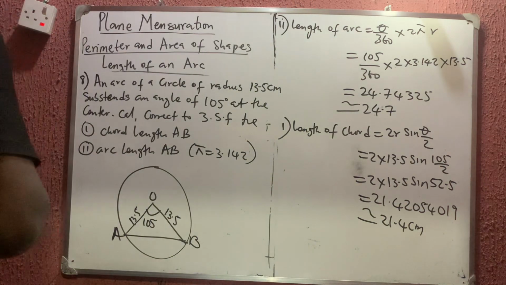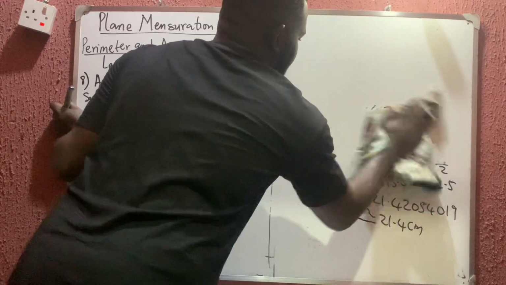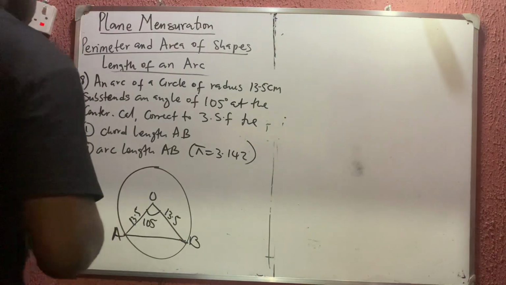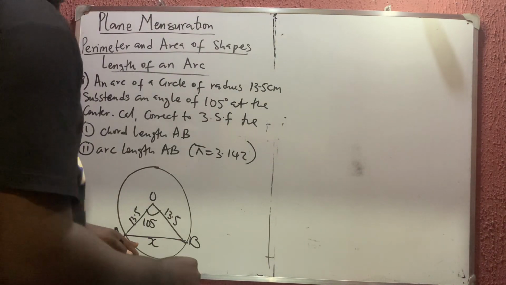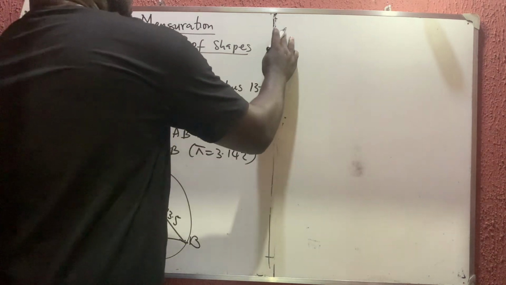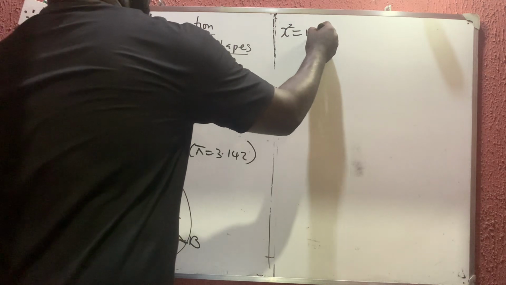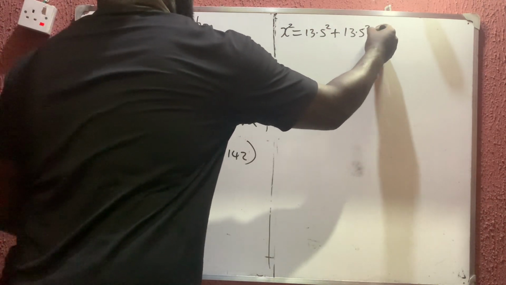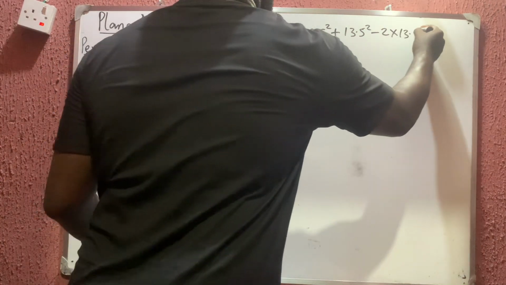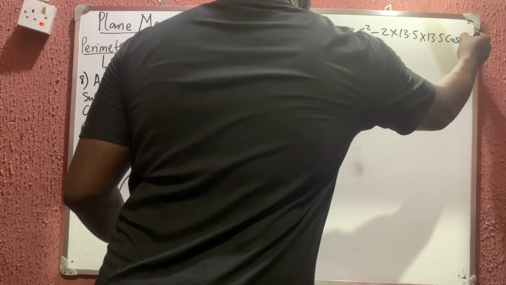Okay, now let us try using the cosine rule to know if we'll get the same answer. Let's call this side X, for instance, so it will be easy. Now the cosine rule says that if we're looking for this side, X squared is equal to 13.5 squared plus 13.5 squared minus 2 times 13.5 times 13.5, then cos 105.